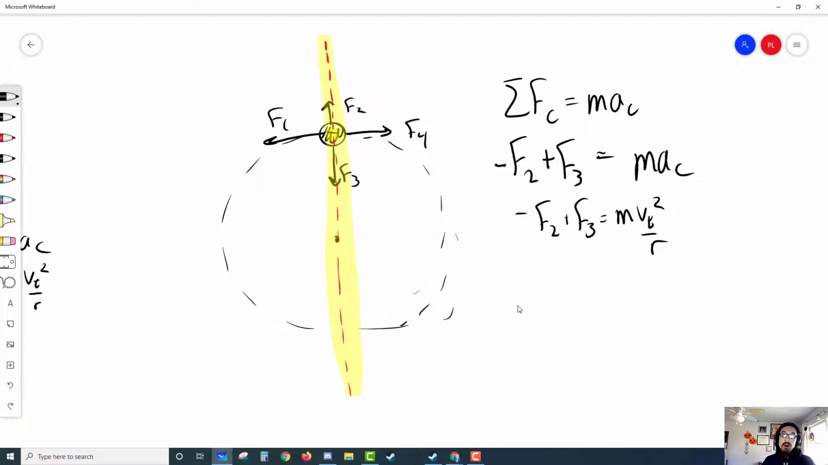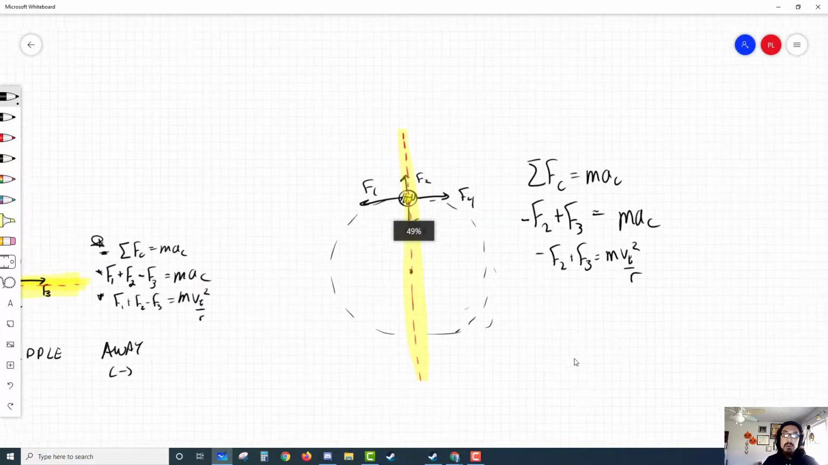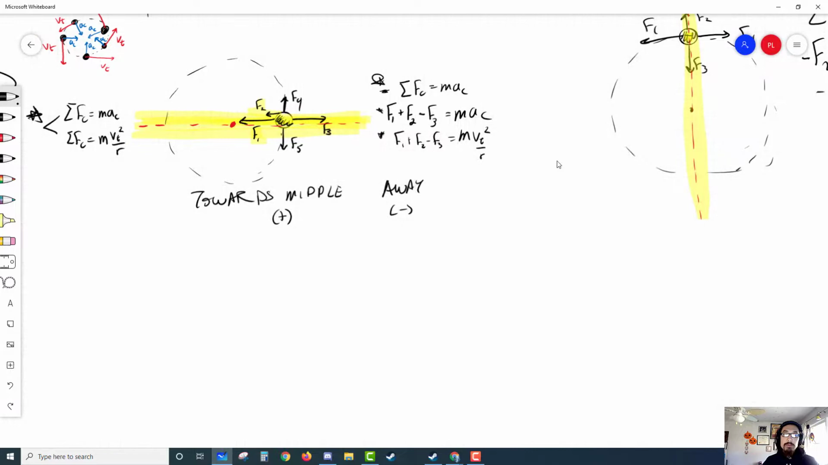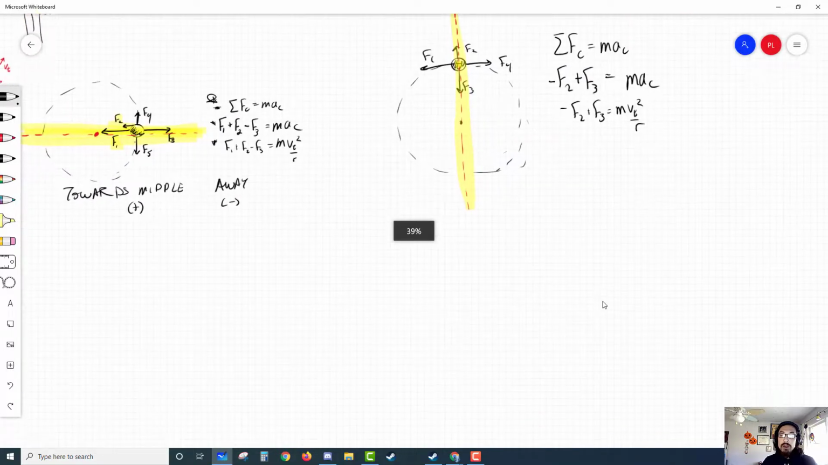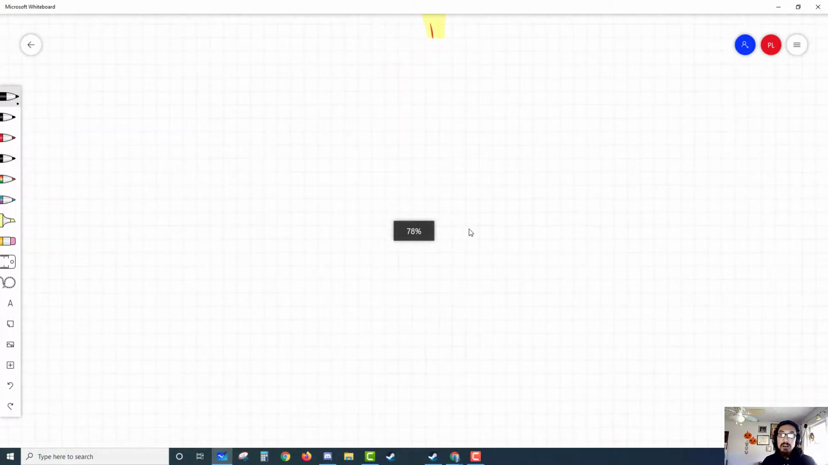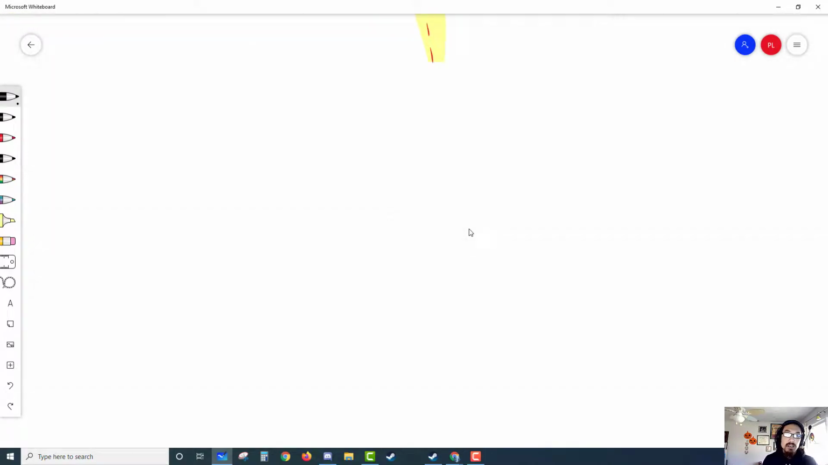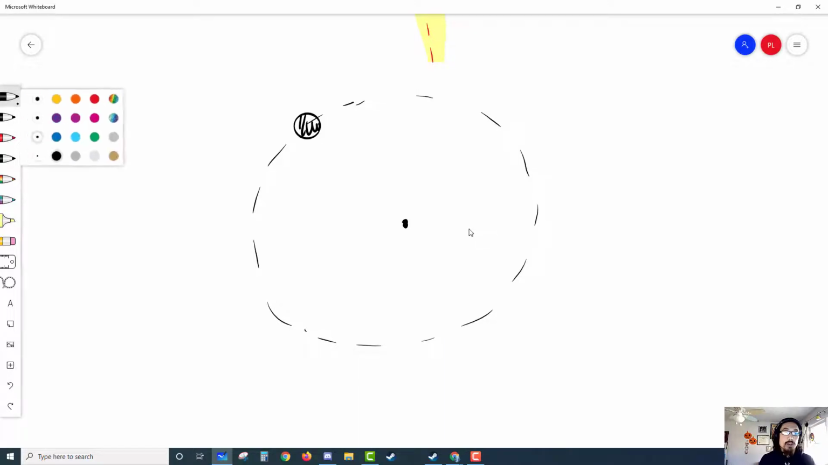Let's do another one! So we did an axis of rotation that is horizontal. We did an axis of rotation that is vertical. But what if we have an object that is rotating around in a circle? We have a middle right there. Let's come up with some forces. Let's say this is F1.